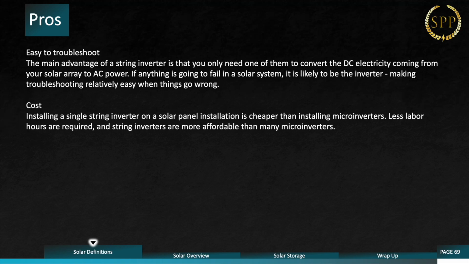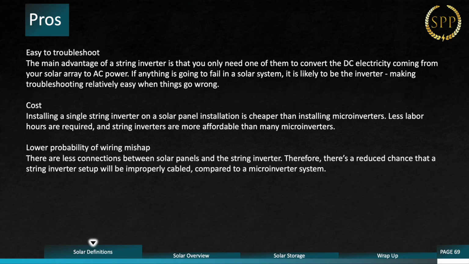Installing single string inverters on a solar panel installation is cheaper than installing microinverters. There's less labor hours required, and string inverters are more affordable than microinverters. And there's a low probability of a wiring mishap. So there's less connections between the solar panels and the string inverter itself. Therefore, there's a reduced chance that a string inverter setup will be improperly cabled compared to a microinverter system.